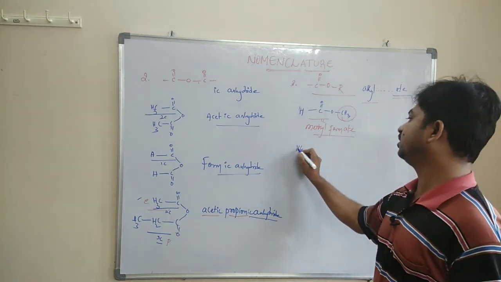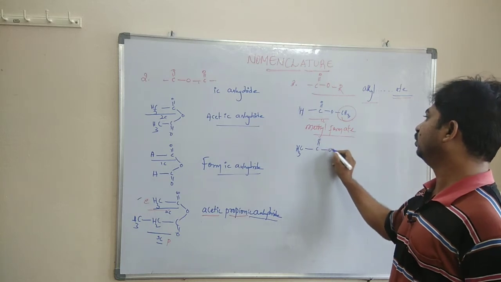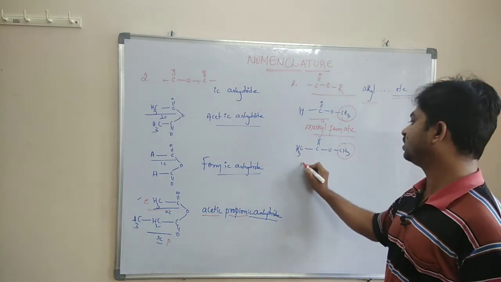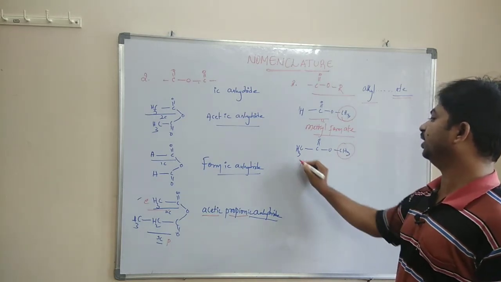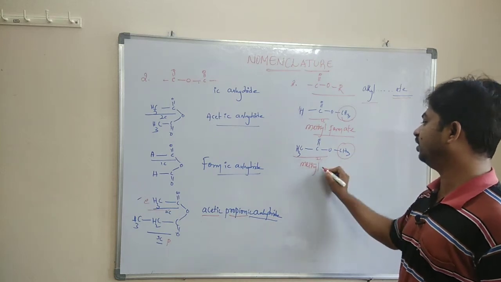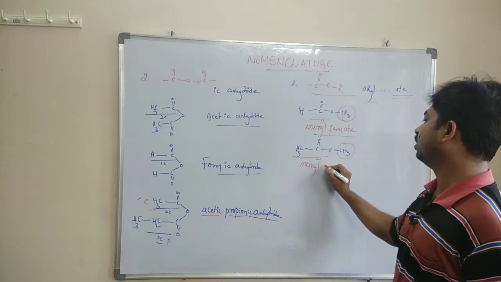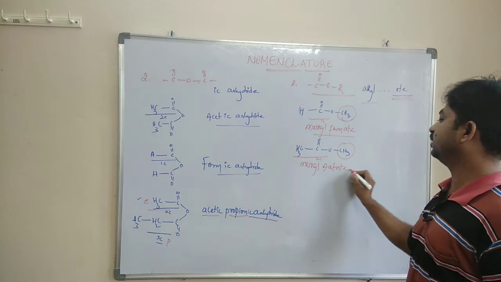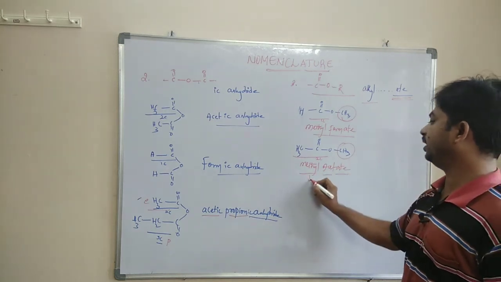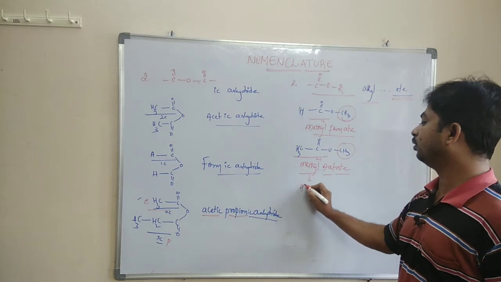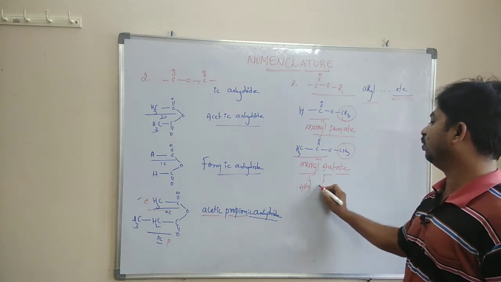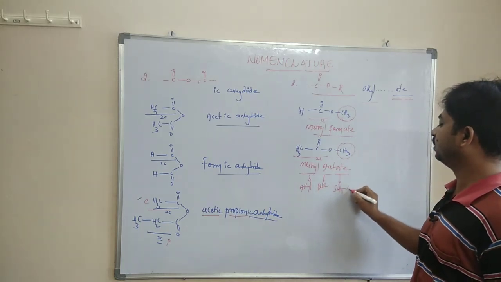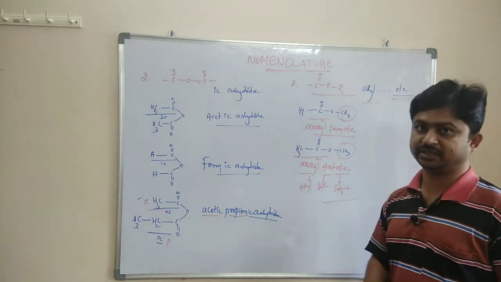Next one, CH3 C double bond OCH3. So what is the name of this one? Write the alkyl group first, methyl, then it has 2 carbons. If 2 carbons are there, the word root is acetic acid, then the suffix is ate, so methyl acetate. So it is the alkyl group name, it is the word root, and this is the suffix. Like this we can give the names for esters.